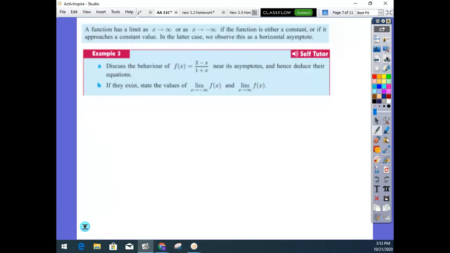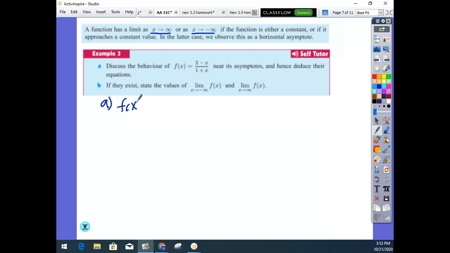Okay, so we can also talk about limits as x approaches infinity or x approaches -infinity. All right, so let's look at letter A.